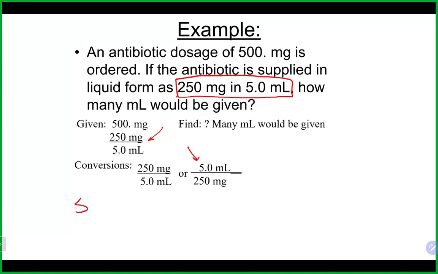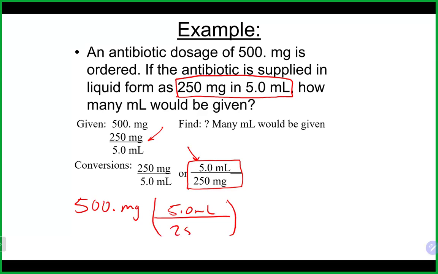Here, again, we're going to start with the 500 milligrams. That is up on top, which means opposite's going to cancel. So we actually do want to use it in this form. And if we do that, we are going to end up with 10 milligrams. We're going to cancel here, and milliliters would be left over.